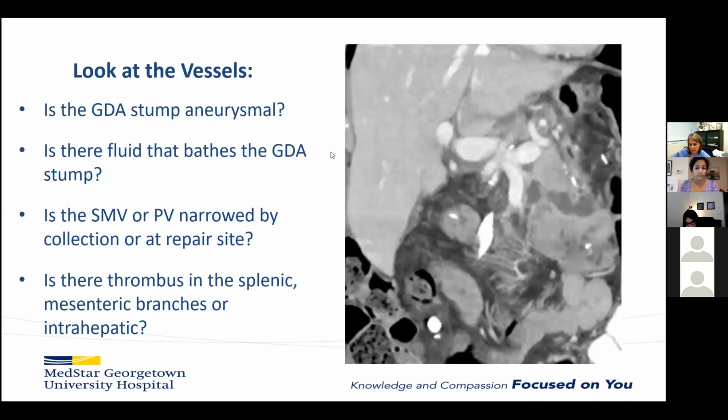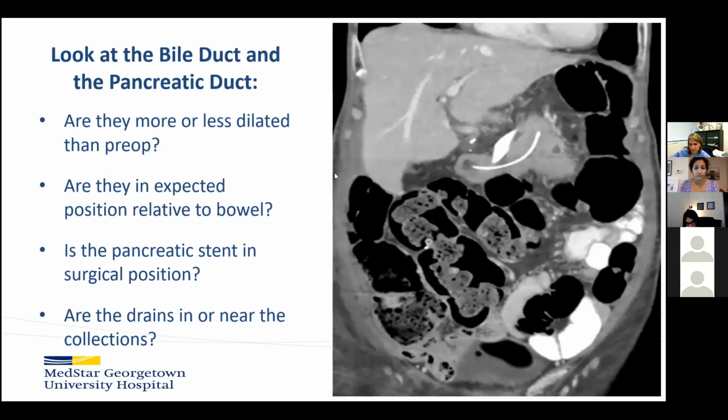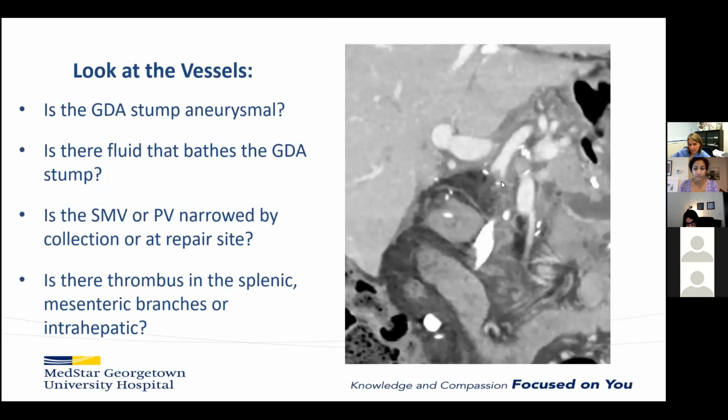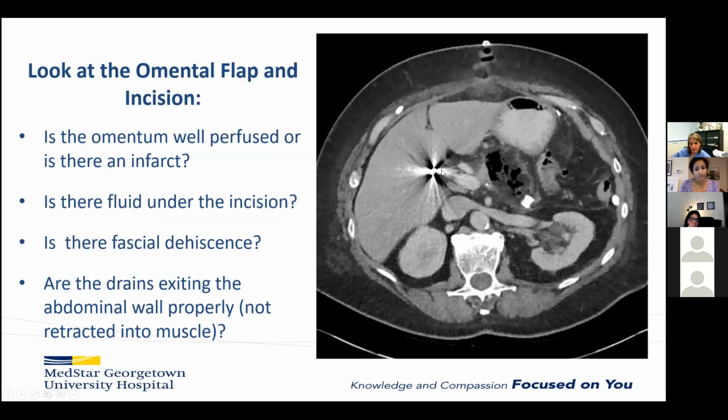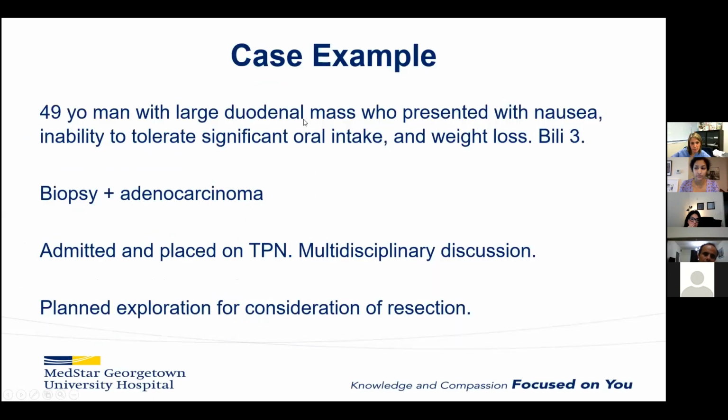This is the same patient. I tried to show a series of them, sorry, but here's the GDA stump here, and you can tell that here's the clips at the end of it, and you can see the length of it. And then is the SMV or portal vein narrowed by a collection or at the repair site, and where is there thrombus? Is it in any of the branches, up in the liver and the splenic vein, some of the time? Okay, and then the omental flap, talked about that before, and then the incision, the fascia, the drains, etc., to make sure they're in the appropriate position.